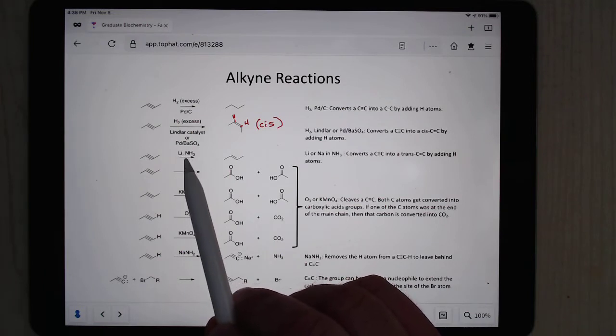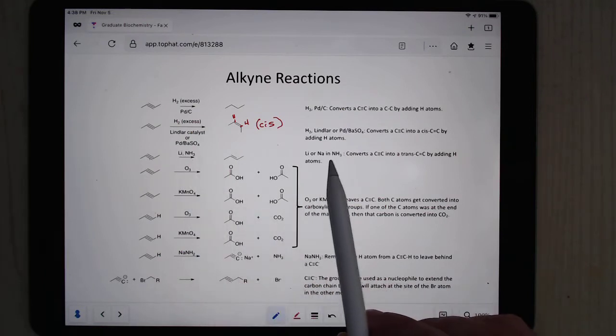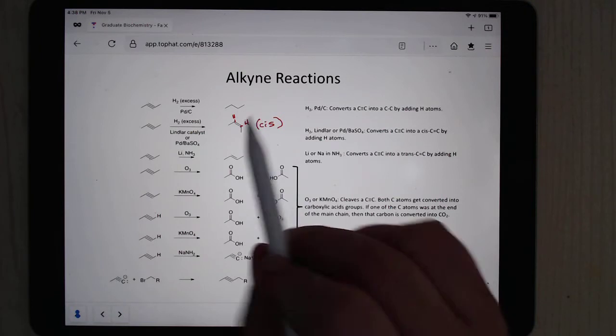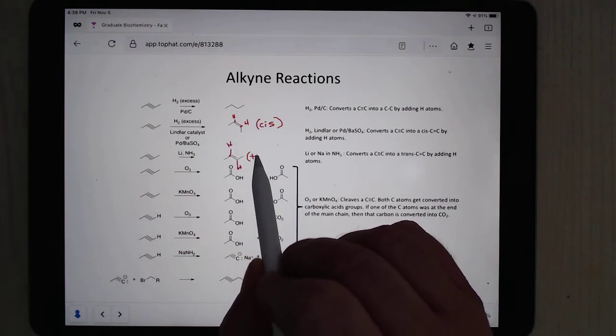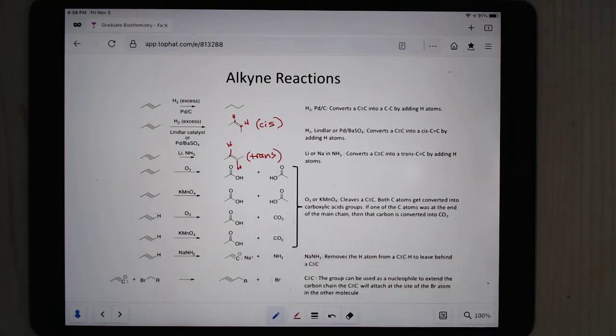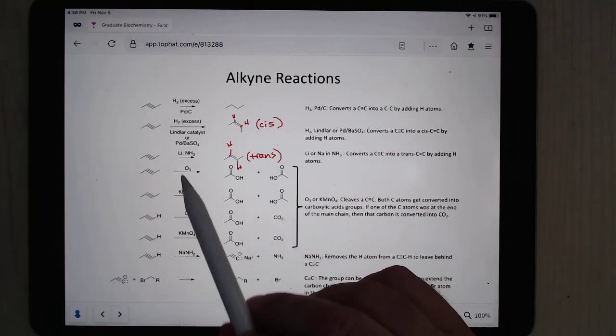either use lithium in ammonia as a solvent, or you use sodium in there. And so with this one, you're going to get one up, one down, and so you're going to get the trans double bond.